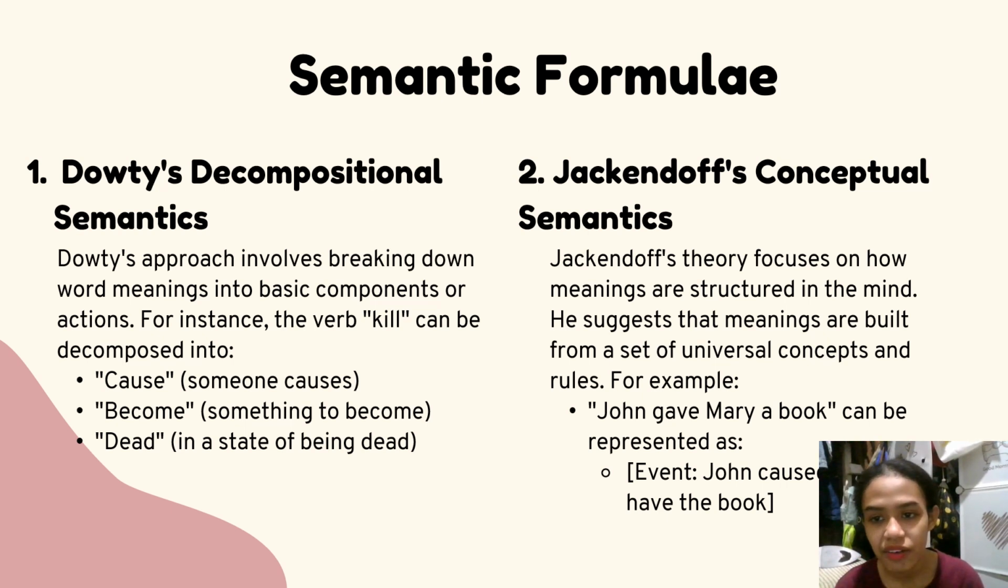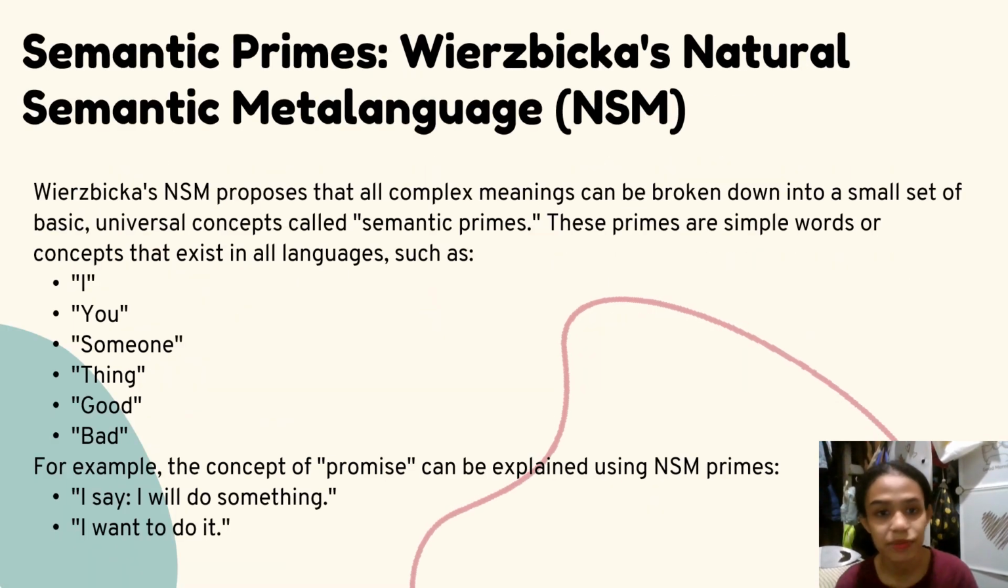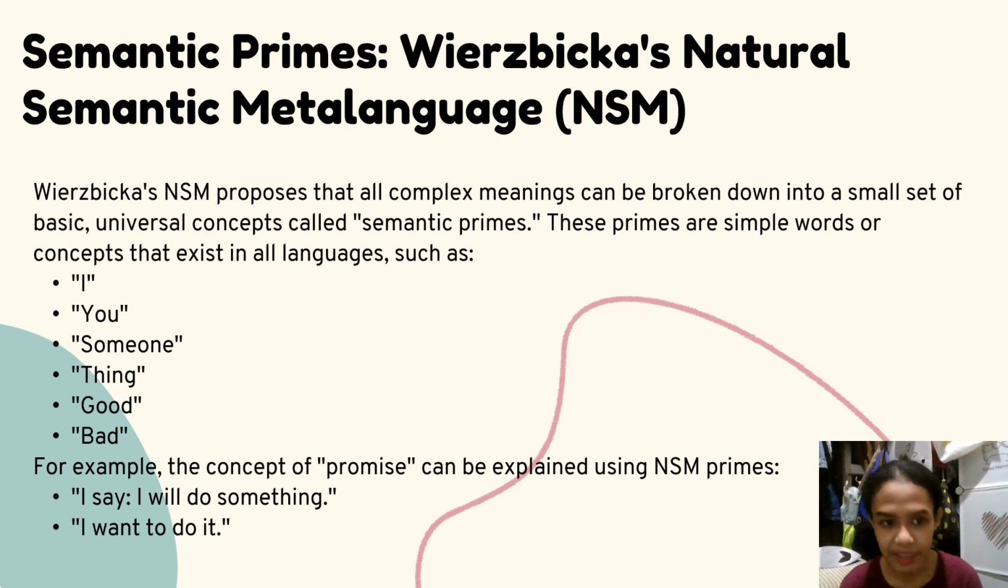The second, Jackendoff's conceptual semantics. Jackendoff's theory focuses on how meanings are structured in the mind. He suggests that meanings are built from a set of universal concepts and rules. For example, the sentence John gave Mary a book can be represented as John causes Mary to have the book, like that.